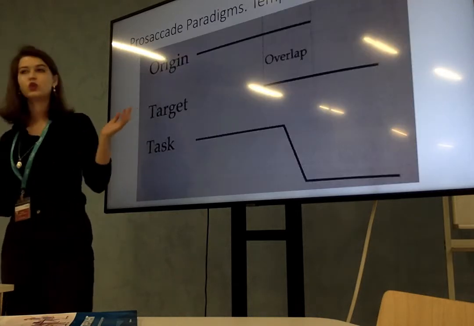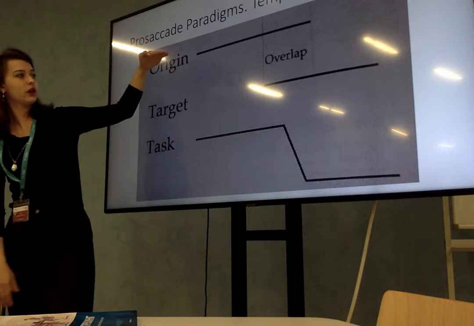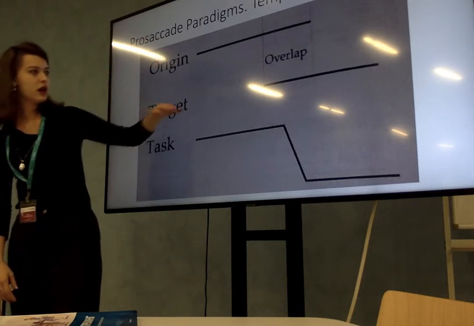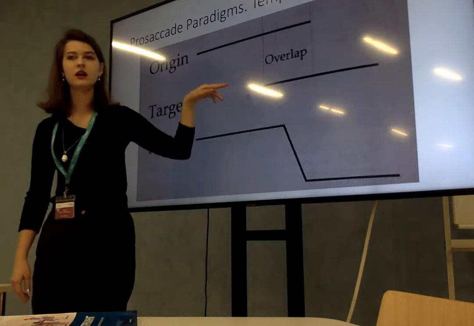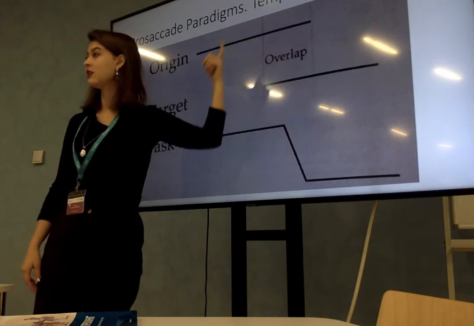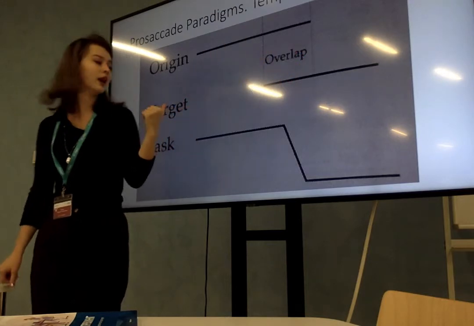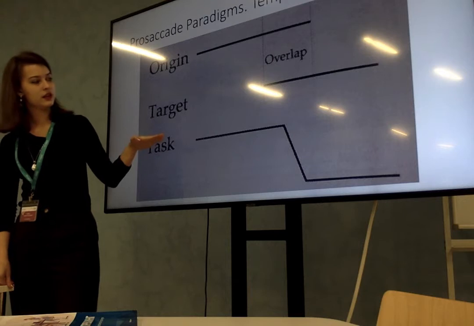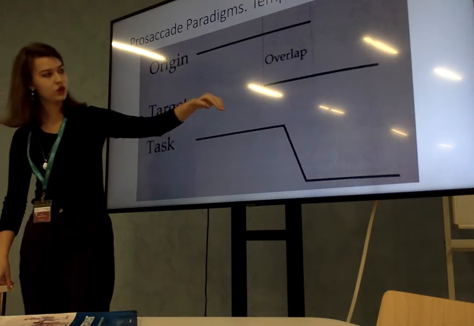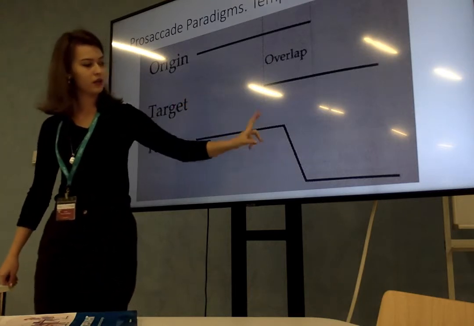So what does it look like? You have the origin, here it goes. Then you have this overlap. It is the time when the new target is being presented and the central one doesn't disappear yet. And here we can see that the eye moves to the overlap faster.